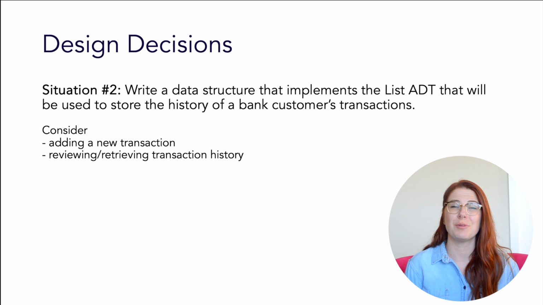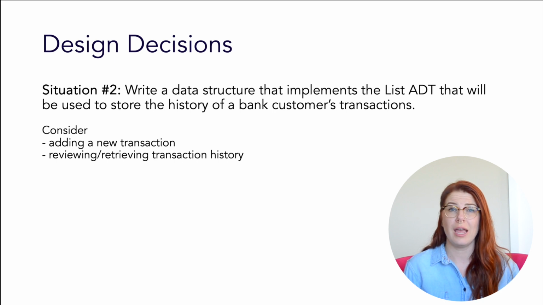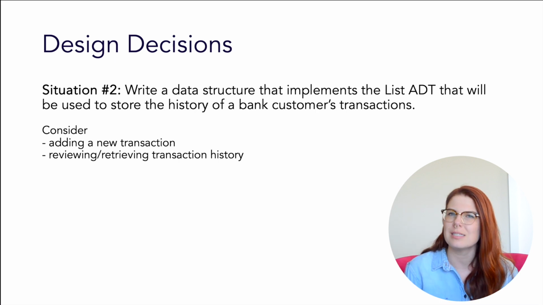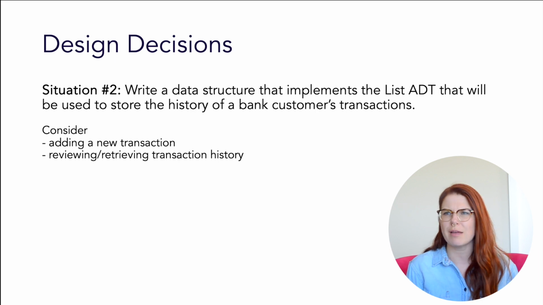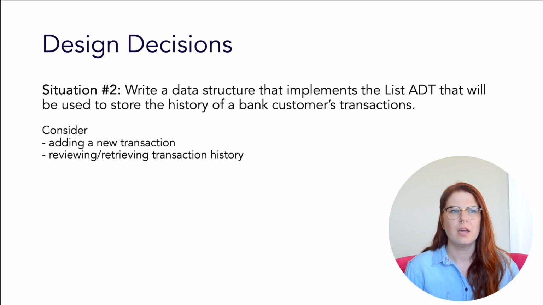Let's look at design situation number 2. This time you're asked to write a piece of code that is going to store a customer's history of bank transactions. So in this situation, you know that order is really important. Again, we're going to pick the list ADT to maintain that order, and so maybe we can use the indices to look things up at later times.